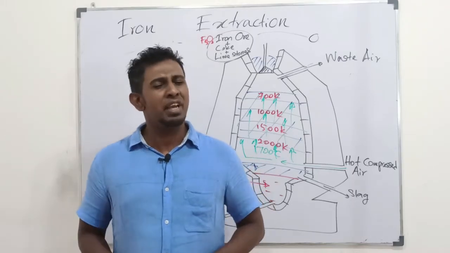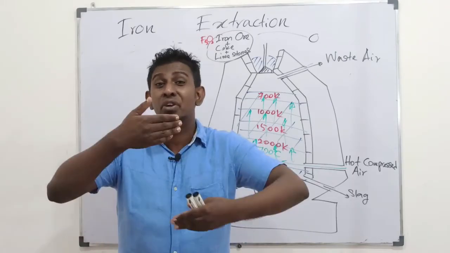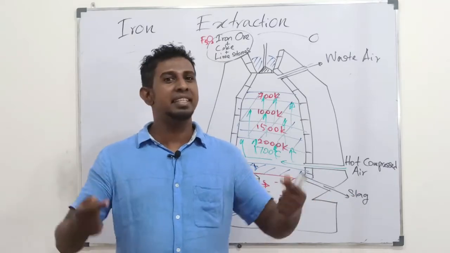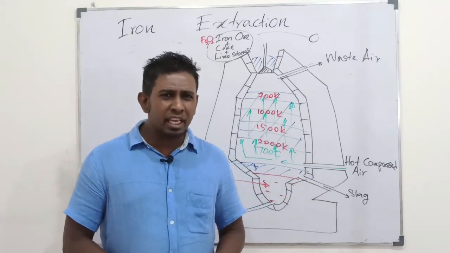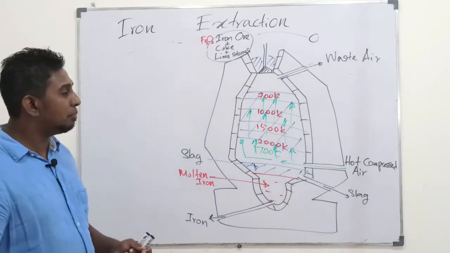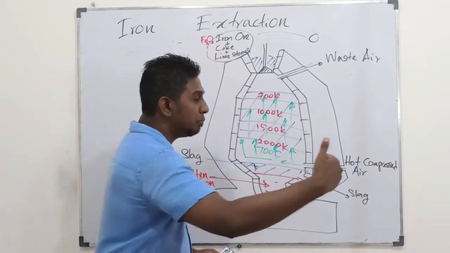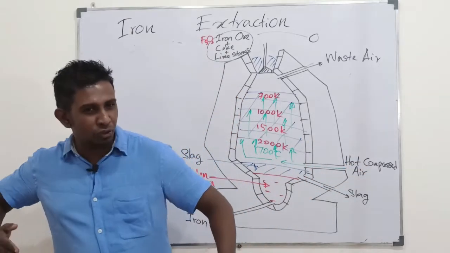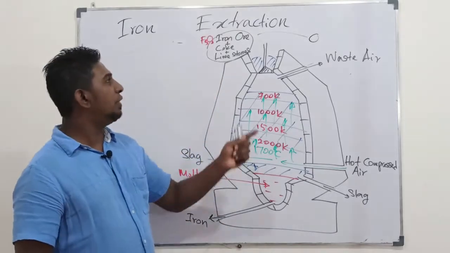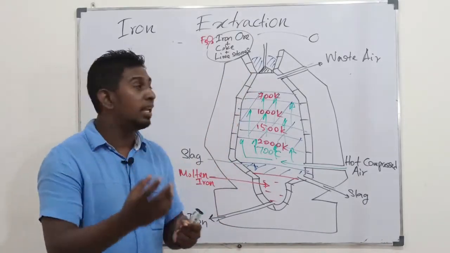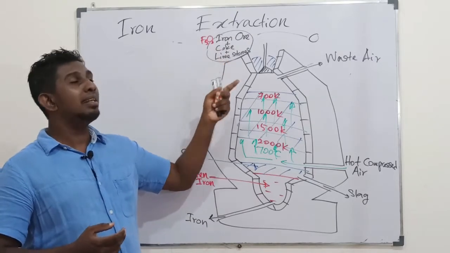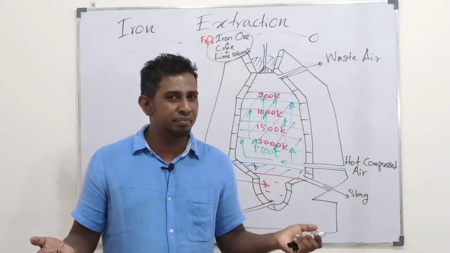Okay students, we are now going to consider the physicochemical processes taking place during iron extraction inside the blast furnace. I hope you remember from the earlier part 1 that at the bottom of the blast furnace you blow hot compressed air. Then at the top you feed a mixture of solid coke and limestone.